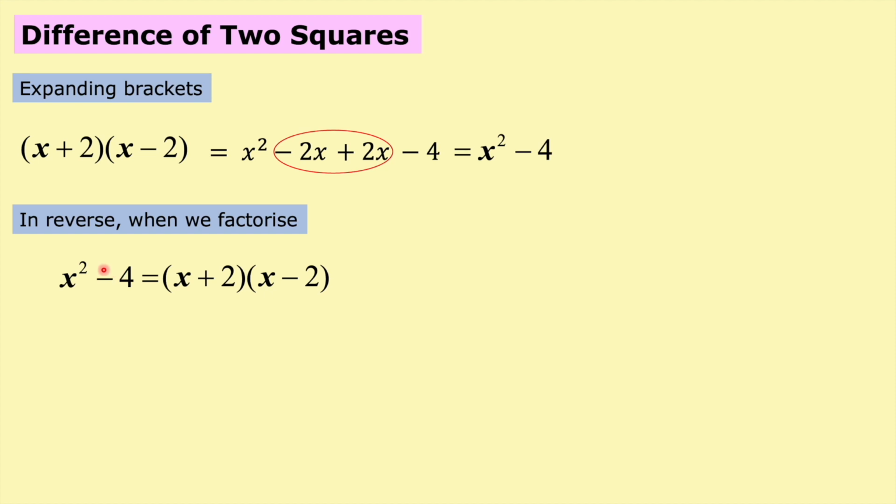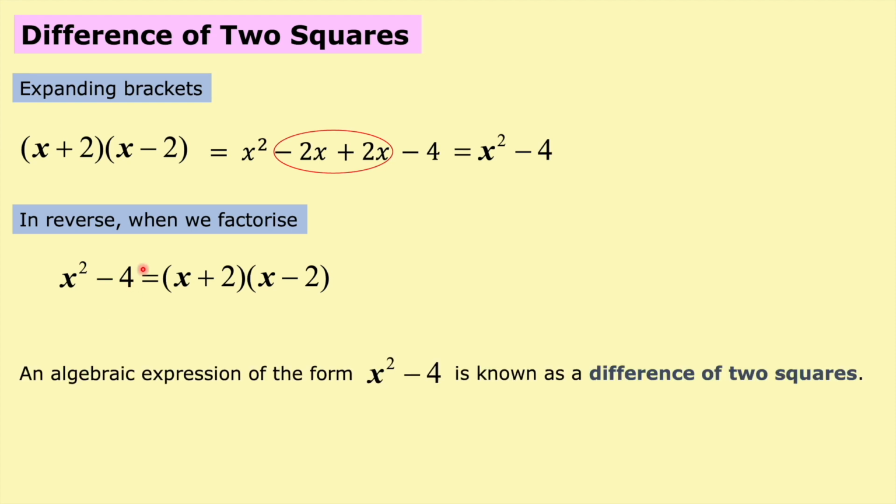So the difference, because it's a subtract, you can only ever use this method if there is a subtract in between the two terms. And the first term, so it's difference of two squares, x squared, remember this means x times x, so technically x is a squared term, and then 4 is a squared number. So we've got a difference of these two squares.